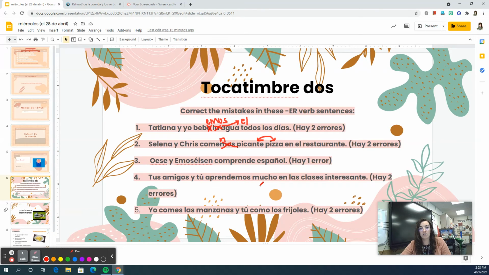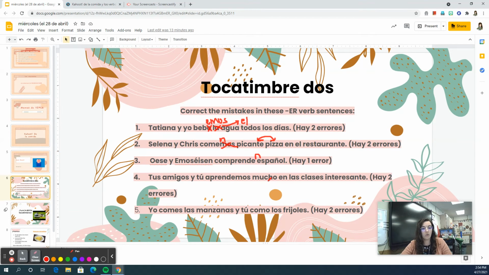OS y hemos hacen comprende español. There's only one error in this one, and it is the verb conjugation. OS y hemos hacen are two people, so we have to make it an ellos form. So we got to add an N in there. OS y hemos hacen comprenden español.